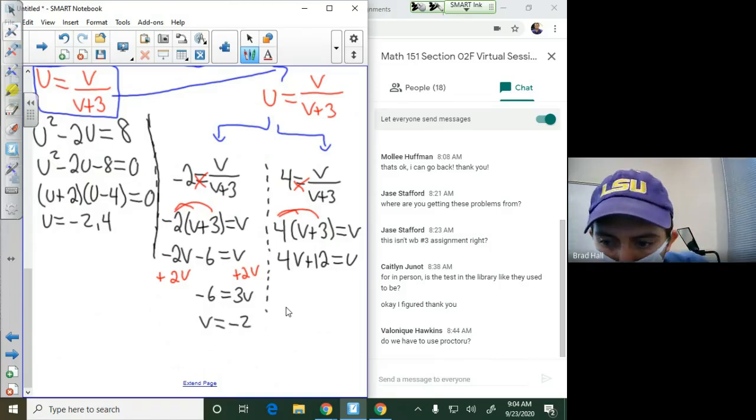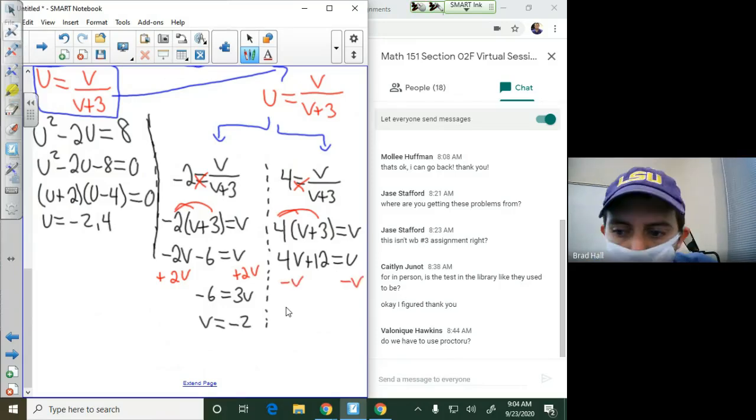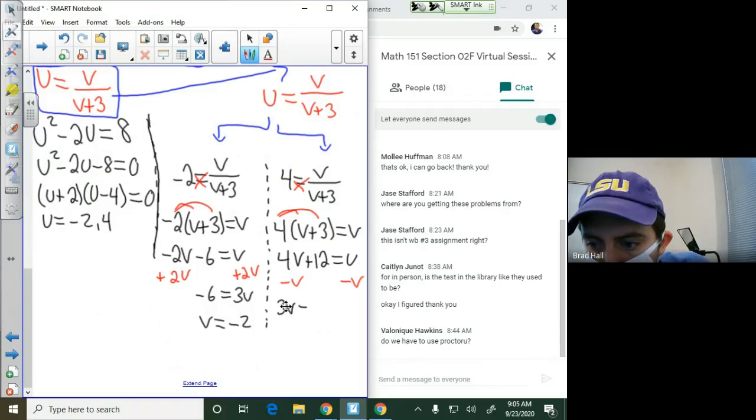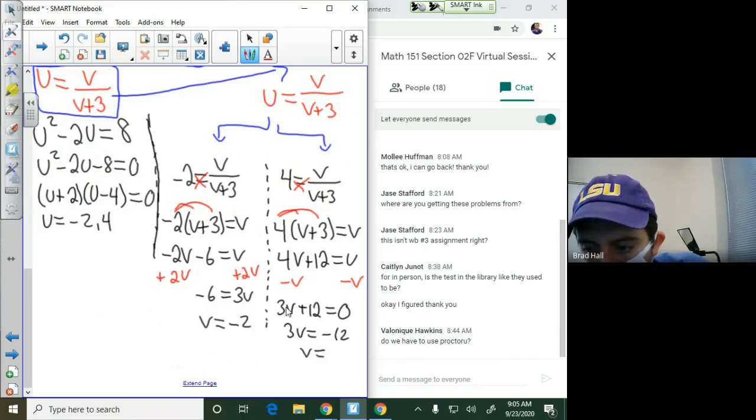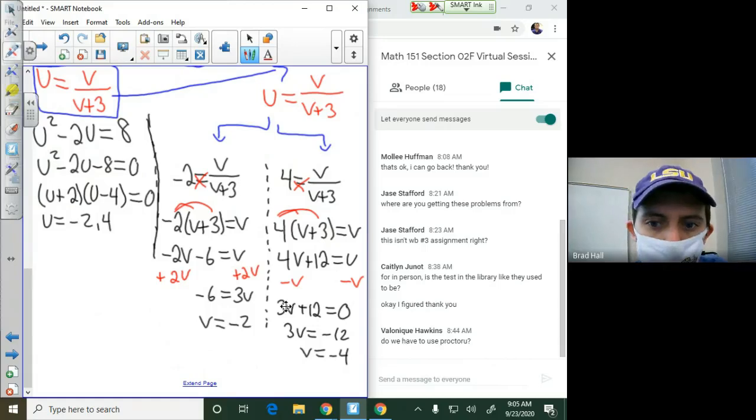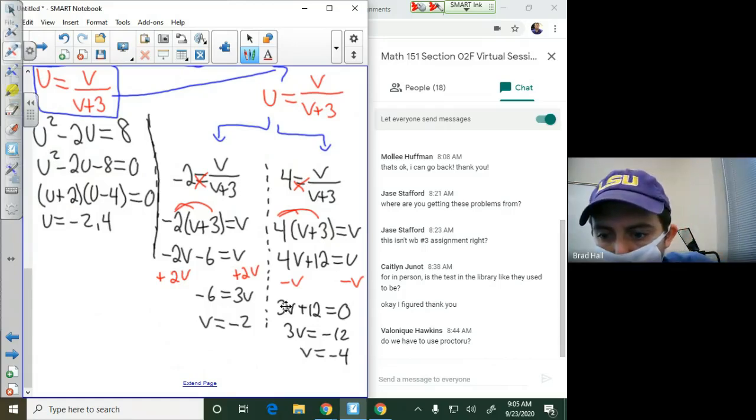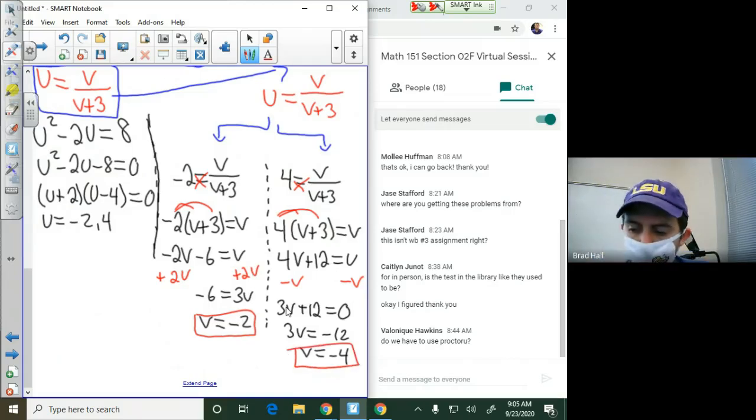And then on the right-hand side over here, subtract v on both sides. Subtract 12, divide by 3, and then we get that v is -4. So I think it's a good thing I did that problem. That one's pretty tricky.